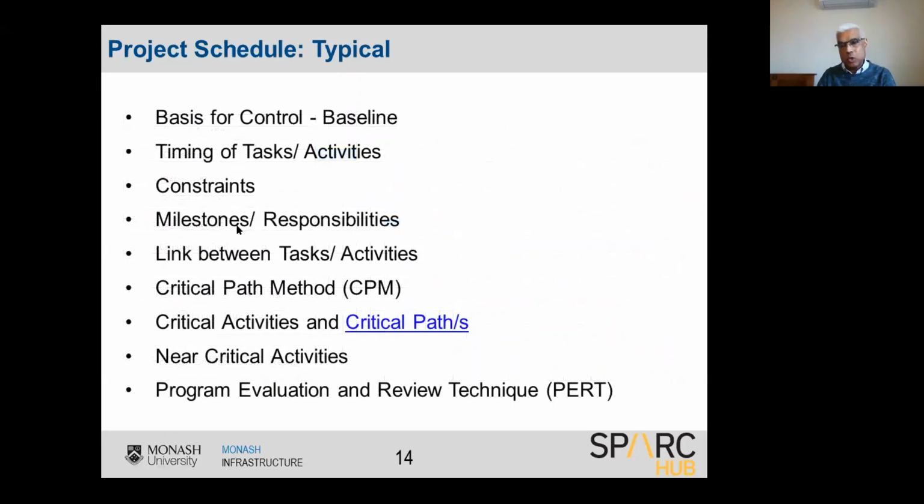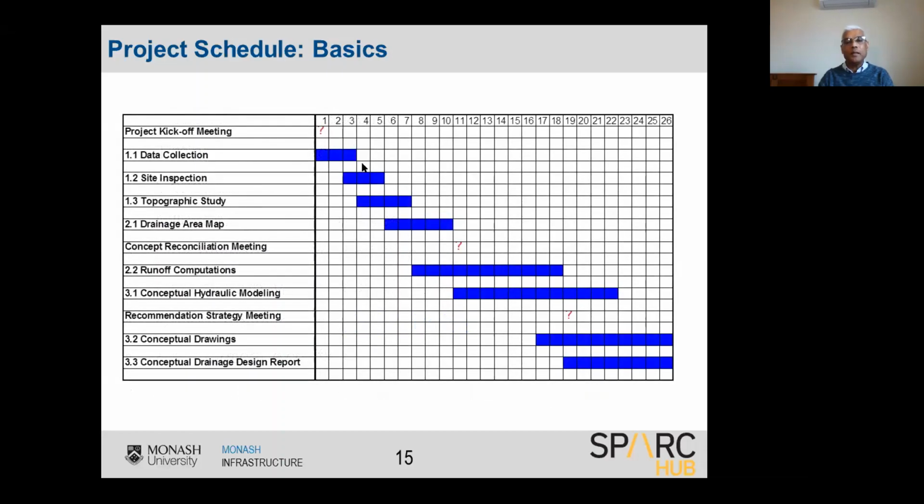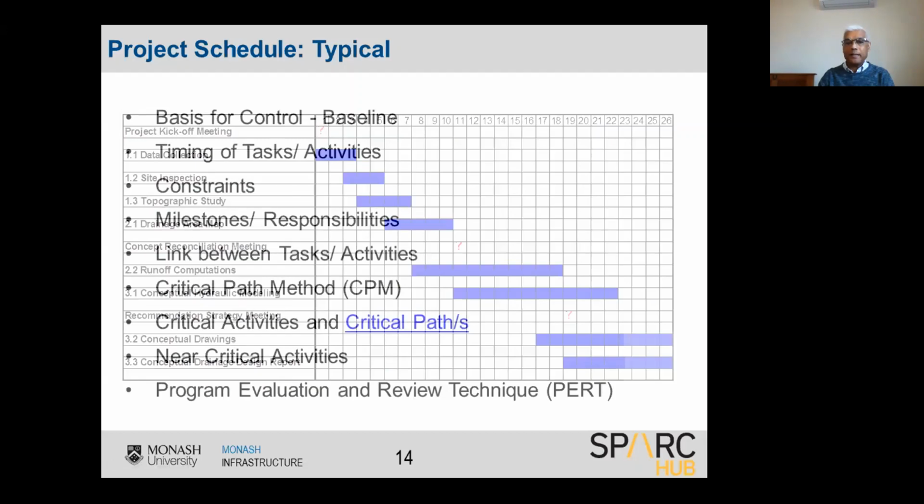And then the milestones: you have to identify who is responsible for what milestones. The next important aspect is the link between task activities. If you go here, can we commence this task before finishing this task? Or can we commence this task before commencing this task? That's the link between activities. These are very important requirements when you develop a schedule, when you develop a program like that.